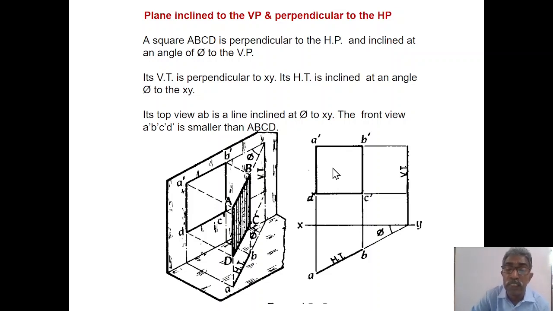Here the projections are drawn directly. With the help of a problem, I will explain how to draw the projection. Just understand from this, and suppose these are the quadrants. After getting the projection, these projections are drawn directly here. So in the front view there is the reduced figure, which is the apparent shape of the plane, and in the top view there is a line making the same angle as the plane makes with the vertical plane.